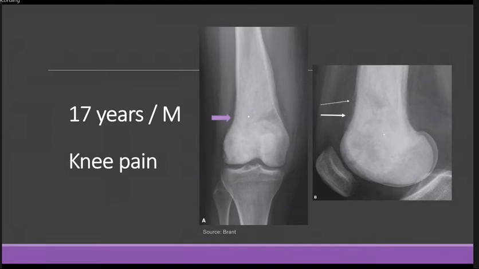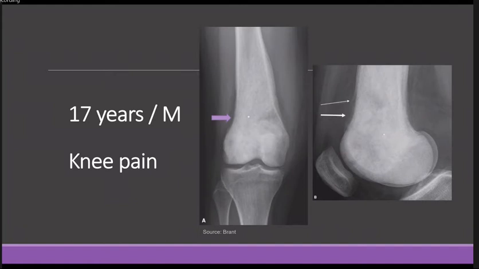So, in these AP and lateral knee radiographs, we can see that there's a sclerotic lesion in the distal femoral metaphysis. And on lateral view, we can better appreciate the spiculated periosteal reaction in a sunburst pattern. And we can also see there's a raised periosteum, resulting in the classic Codman triangle.